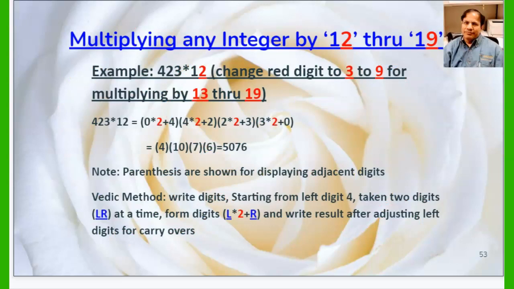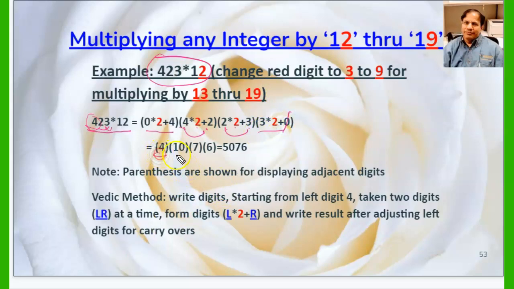And so you see here that for 423 times 12, we take 0 times 2 plus 4, and then we take 2 digits, but the left digit is 0, and then we take the next 2 digits, 42, and then we multiply the left digit by 2, add the right digit, and then we take the next 2 digits, which is 2, 3, then we multiply the left digit by 2, add the right digit, and then we think of the right digit. There are no right digits, and so we just end up with 3 times 2.